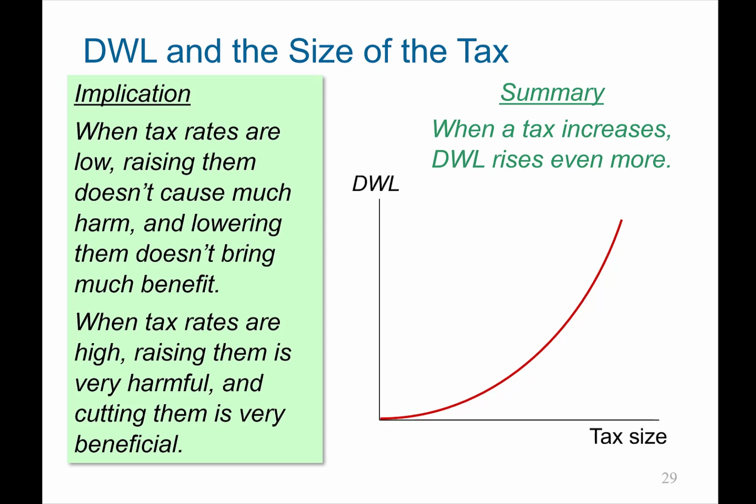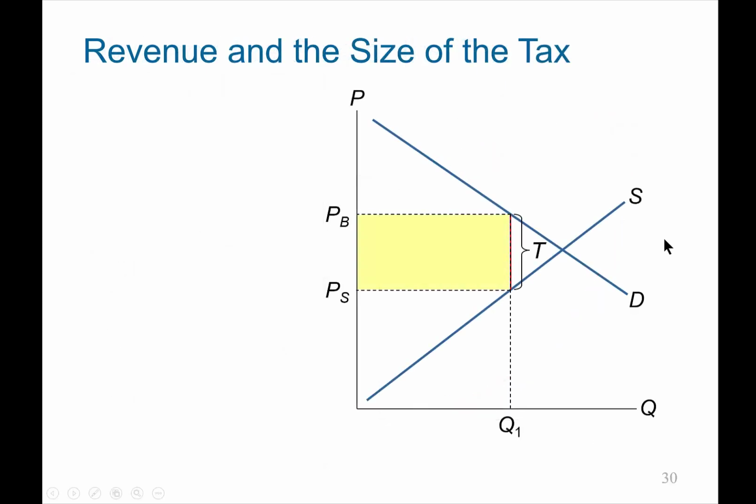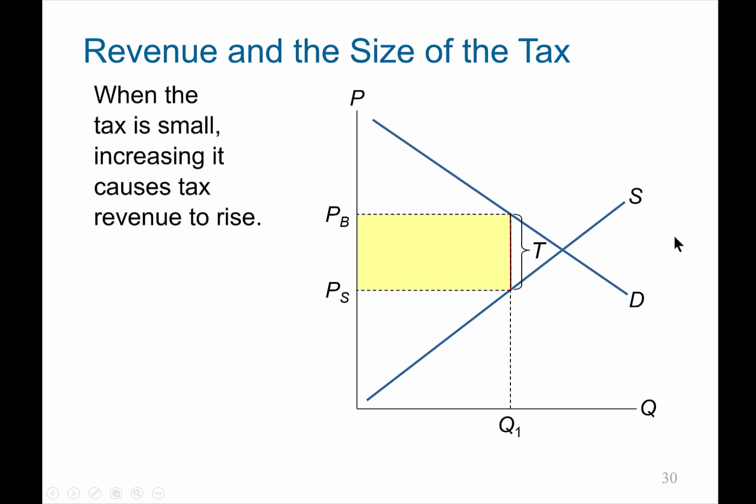The last one we need to talk about is the effect of tax size on tax revenue. So again, tax size, the length of that red wedge, to tax revenue, the yellow box. So here we have a tax of this size, and we know what tax revenue is. It's the size of the tax times the amount of units being taxed. So we get this yellow region here.